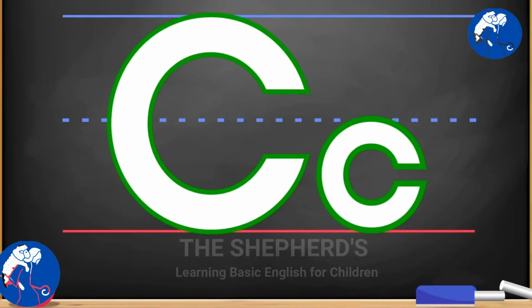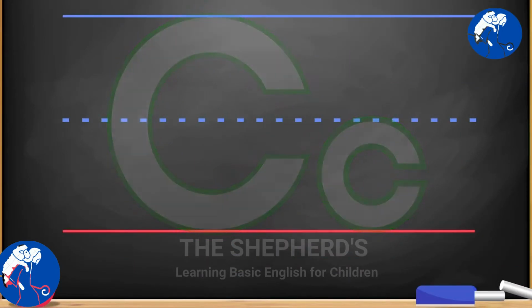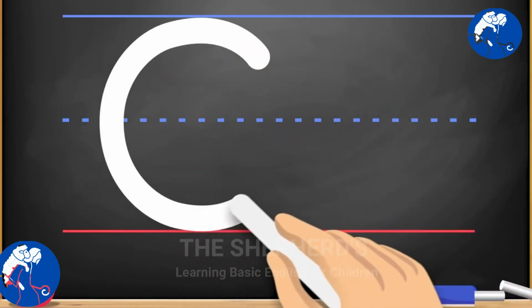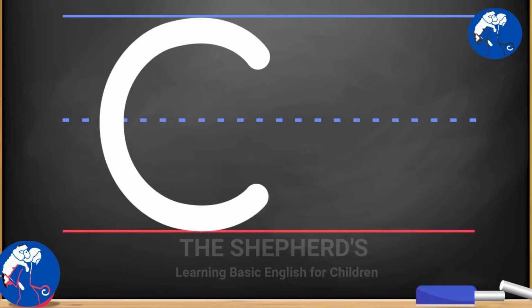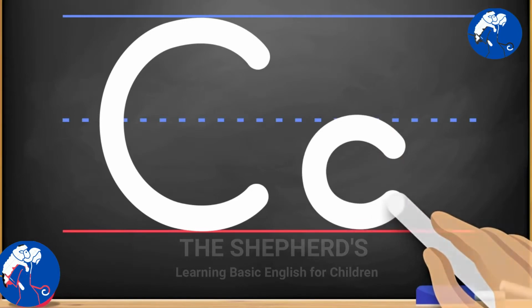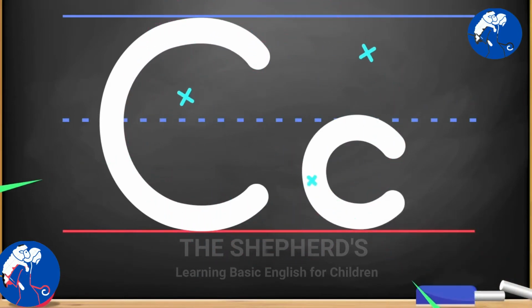The letter C. Uppercase C. From the top, pull back and around up. Lowercase c. Pull back in and around up. Thumbs up!